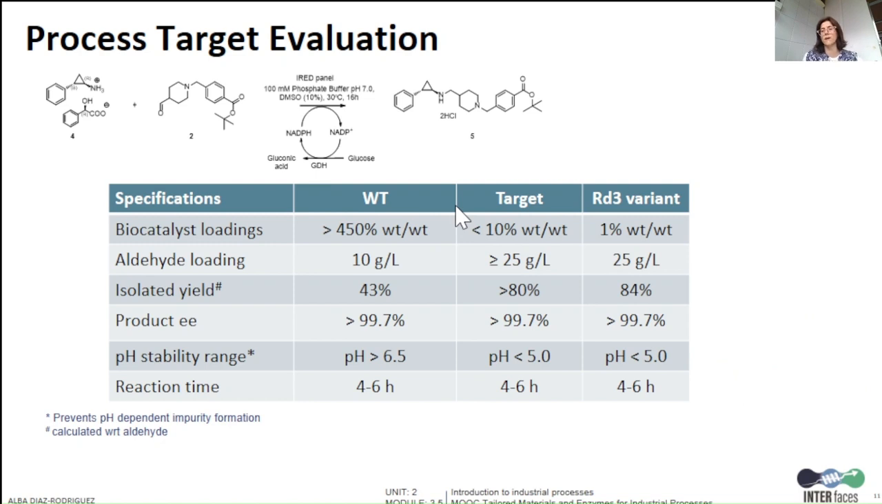Therefore, we needed to evolve that enzyme to make the process better. So the main objective of this evolution project was to decrease the biocatalyst loading, but also increase the substrate loading, maximizing the yields. And you see that after 3 rounds of evolution, we were able to decrease the loading of the enzyme from 450% to less than 1%, and increase the aldehyde loading to 25 grams per liter, keeping the yields very high. We were also able to decrease the optimum pH for this reaction, and that was to do with the stability of the intermediate 5. This compound was not very stable at neutral pHs.